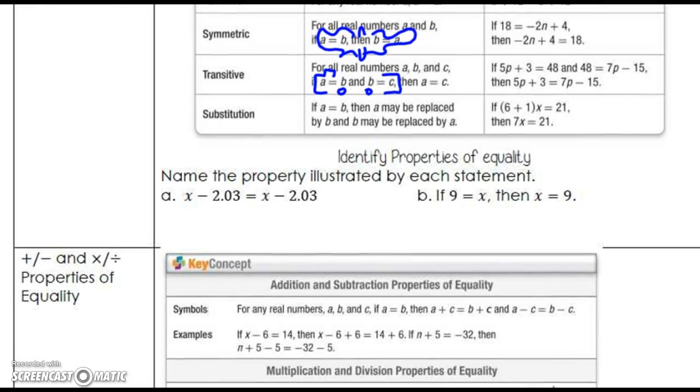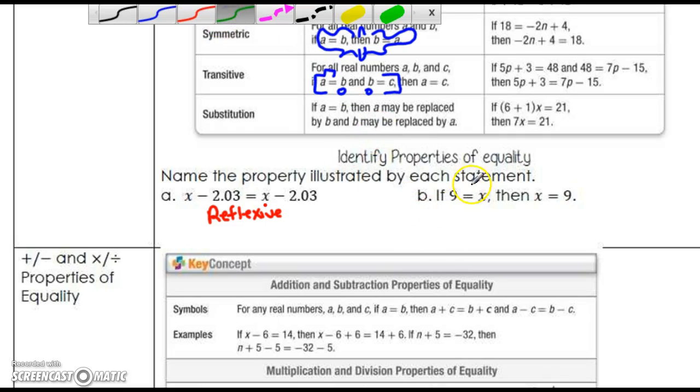So let's take a look at some of these properties here, an example. And we have x minus 2.03 equaling x minus 2.03. Well, that's the exact same thing on the left as it is on the right, same order and everything. So when it equals itself, it's reflexive. And again, it's just going to take maybe some flashcards or some practice with these. At least there's not a whole lot that you're going to have to memorize.